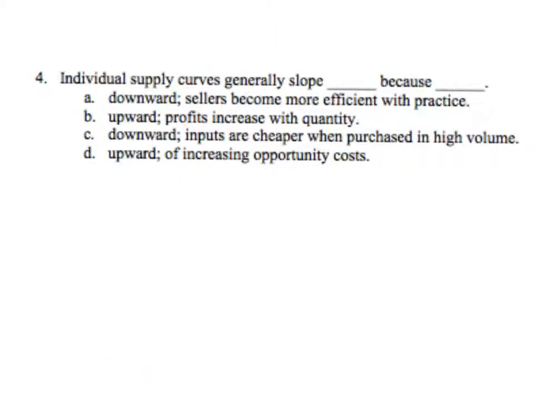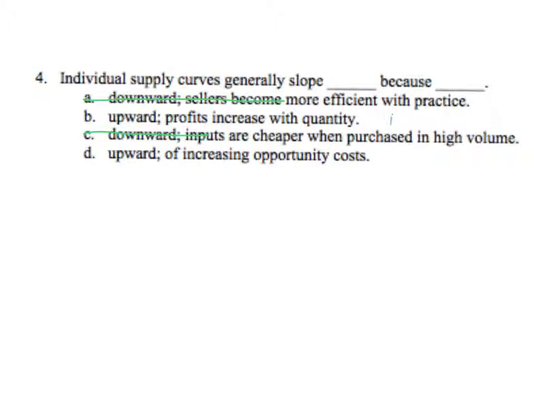Another one that some teams missed is this question about supply. Individual supply curves generally slope upward. I mean, you know that from supply and demand. So I assume that we eliminated A and C out of the gate because we know that's an upward slope. So let's think about why. Profits increase with quantity? Not necessarily.